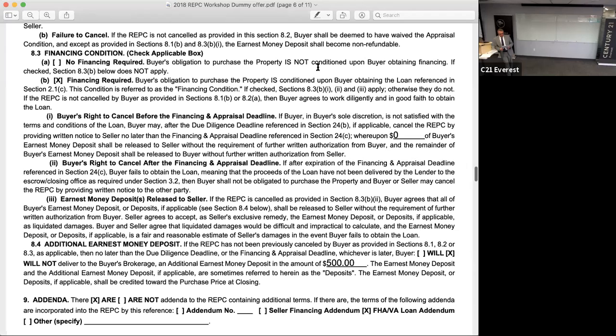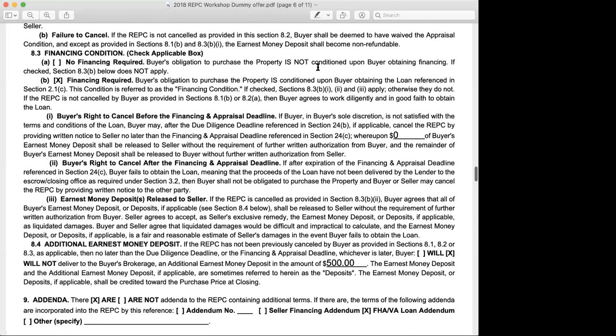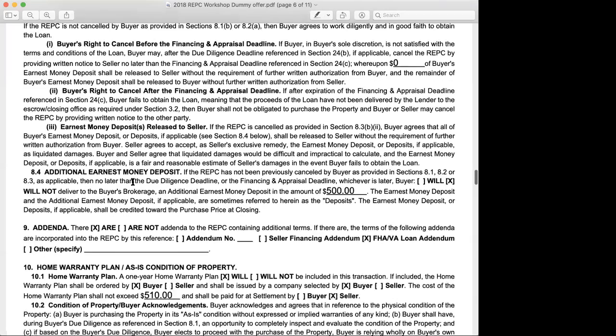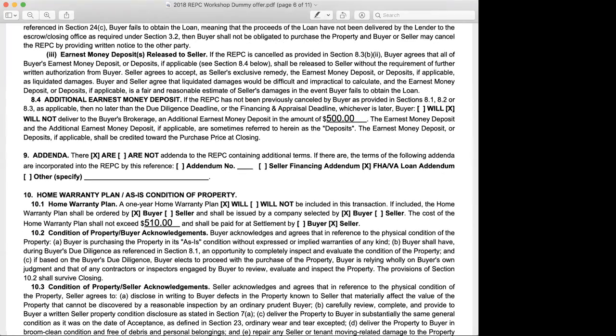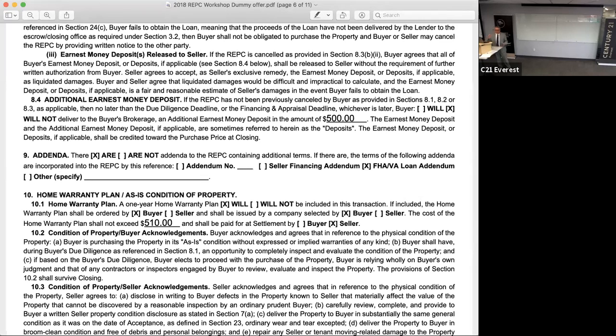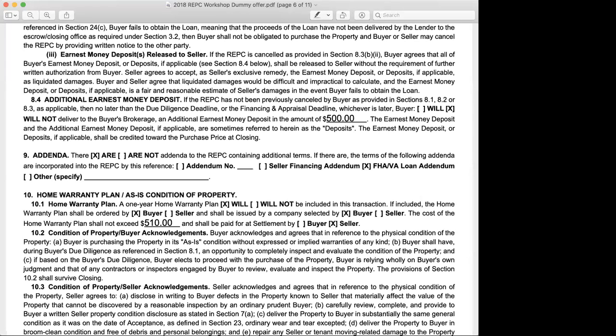All right, section 8.4. Any concerns there? Additional earnest money says 500, but the will not box is checked. Perfect, good. So what does that mean? Do they have to do the 500 or they don't do the 500? What do you think? They don't.